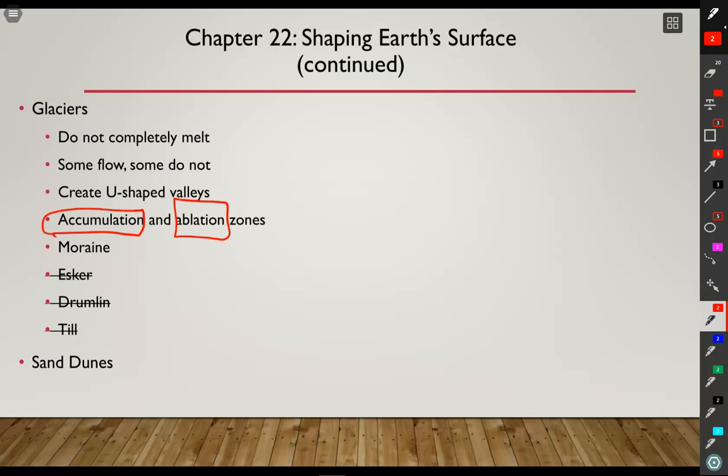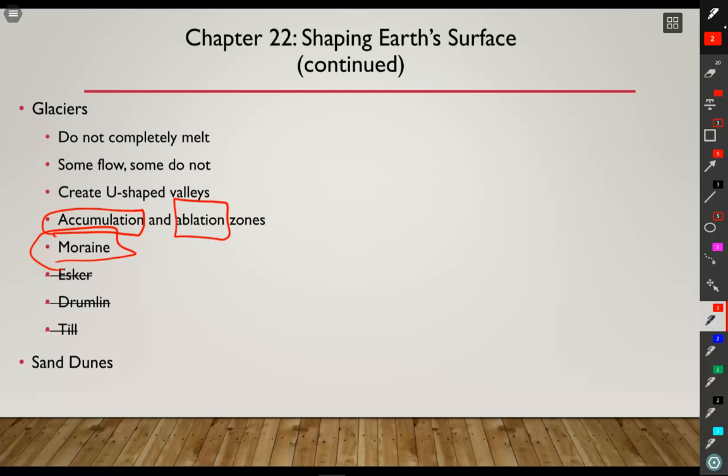Glaciers can flow if you have a change in altitude because they flow downhill due to gravity. That flowing will create U-shaped valleys, which look different from the V-shaped valleys carved by water. They will grind up a lot of rock, creating moraine. Notice I crossed out the words esker, drumlin, and till. You don't need to know those.